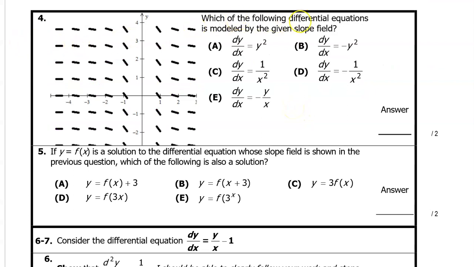Number 4. Which of the following differential equations is modeled by the given slope field?